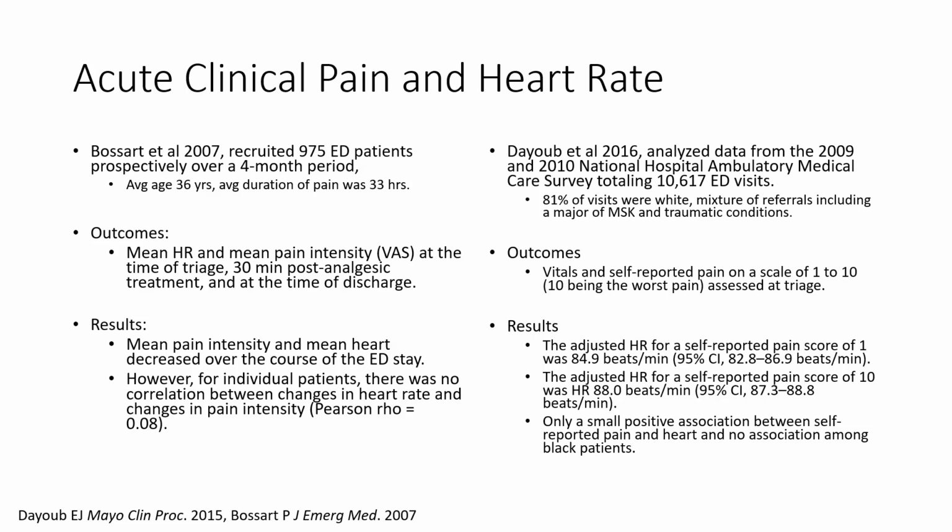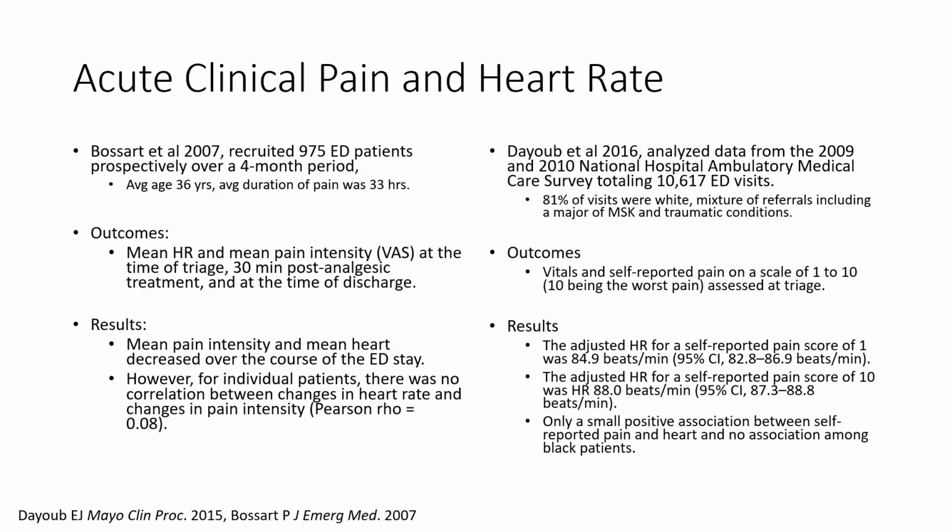So Bozar et al. recruited data from 975 emergency room patients over a 4-month period, average age 36, average pain duration 33 hours. So that's actually patients a little bit more acute than we typically see in a PT clinic, right? We're very rarely seeing patients right as they hurt themselves, unfortunately. The outcomes they tracked were mean heart rate and mean pain intensity at the time of triage, after receiving analgesia, and at the time of discharge. Their results were that mean pain intensity and heart rate did decrease over the course of the stay. However, there was no correlation between the changes in heart rate and the changes in pain intensity.